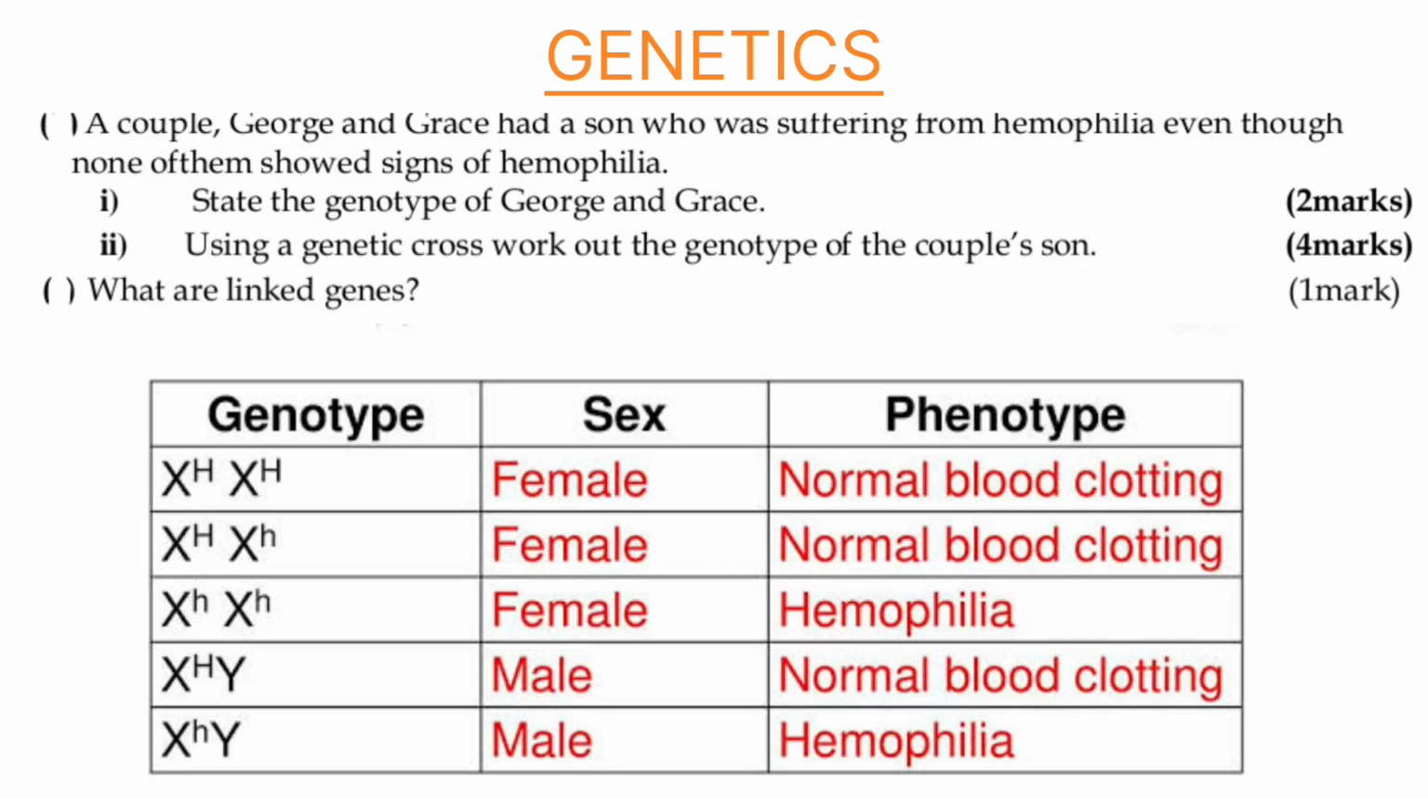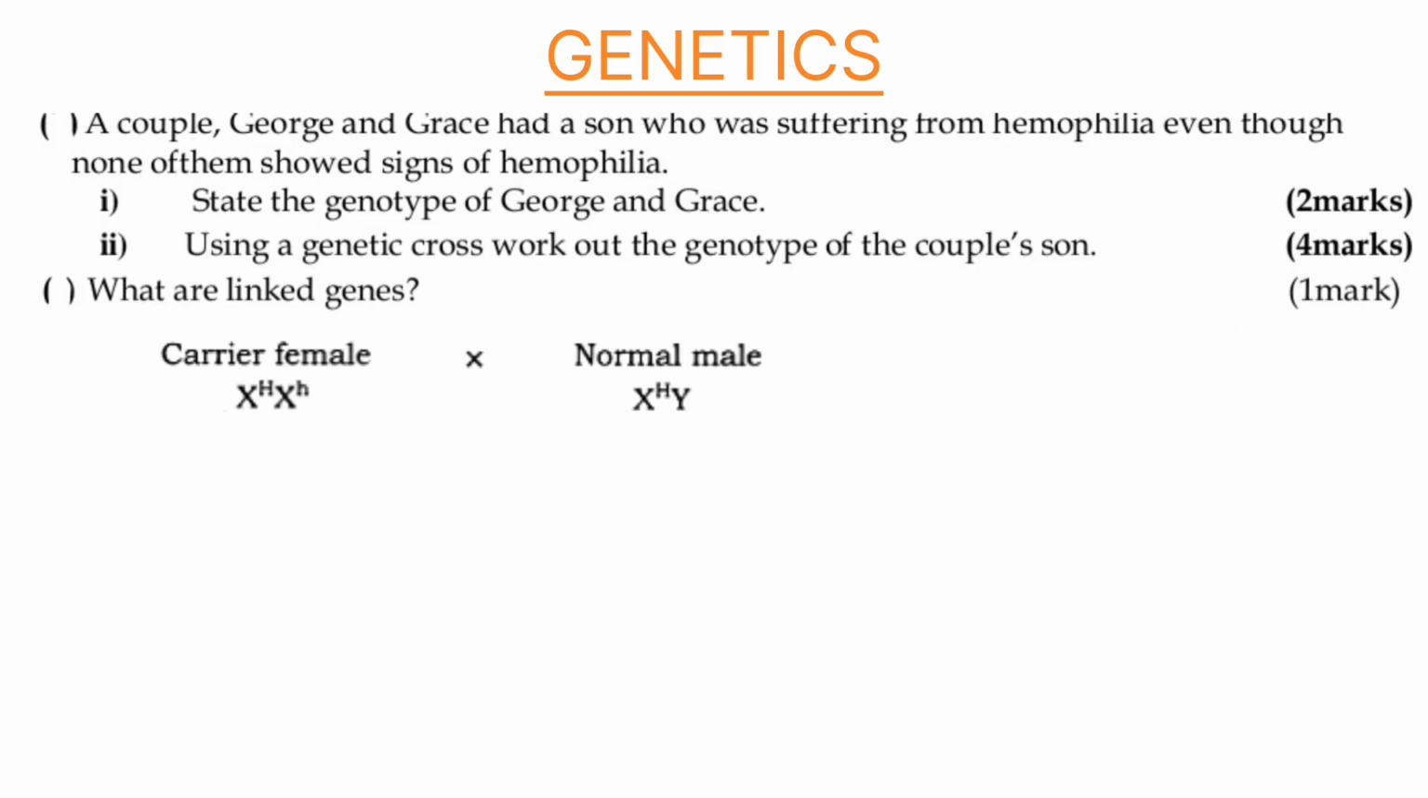So Roman 1, state the genotypes of George and Grace. So those are the genotypes. Now I want to say this. George does not show signs of hemophilia, right? We were told this. And because he only has 1 X chromosome, that allele that is present on the X chromosome needs to be normal. Remember, this allele is absent on the Y chromosome.